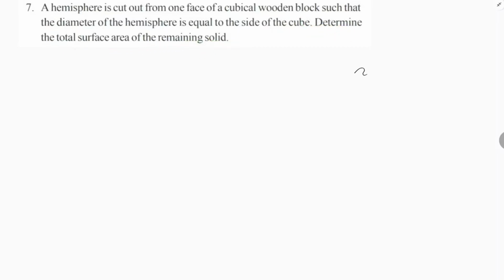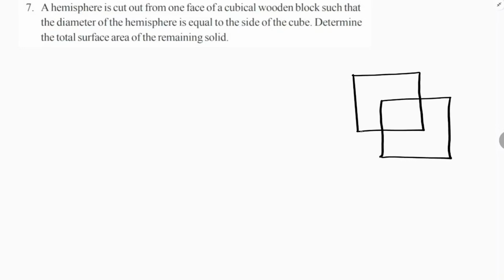So here, from one face of a cube, see if we draw a cube here this way. From one face, a hemisphere is cut from one of the faces. So if we take the top face here, hemisphere has been cut. So determine the total surface area of the solid.